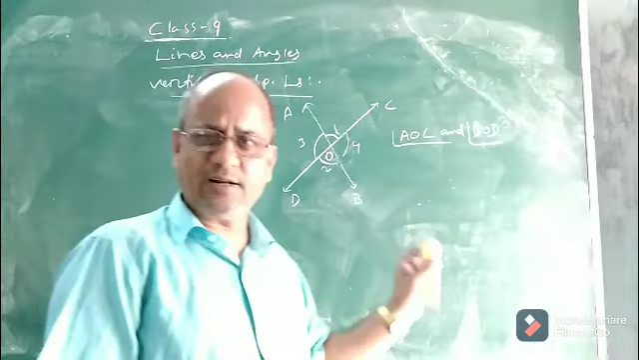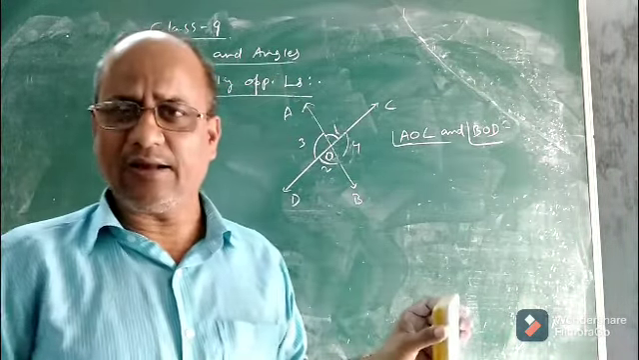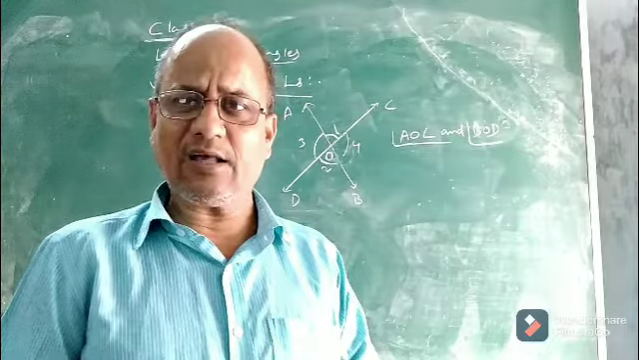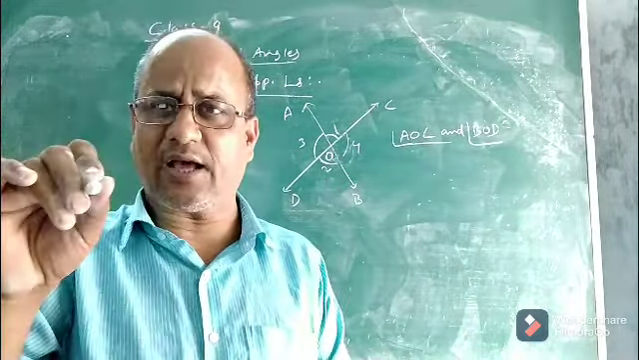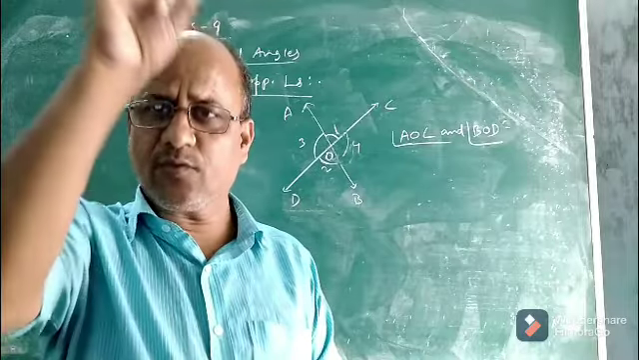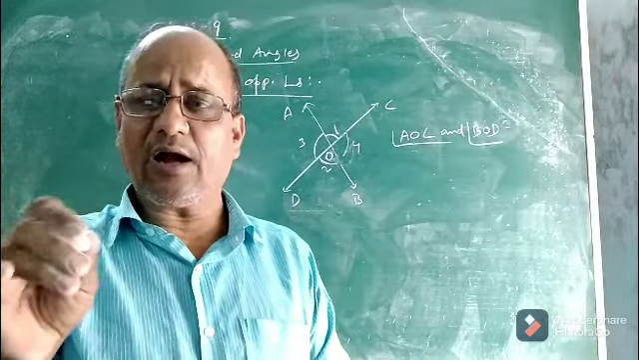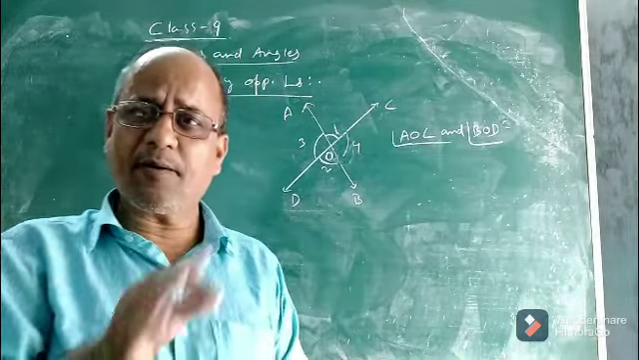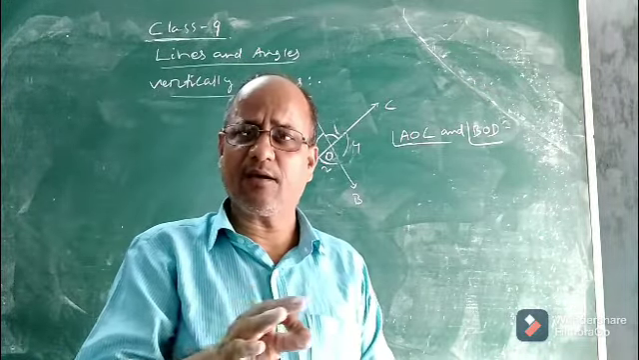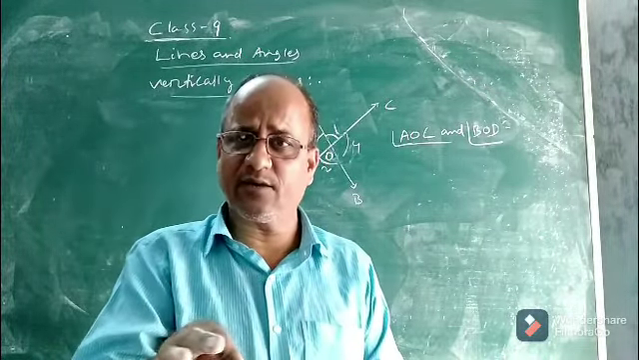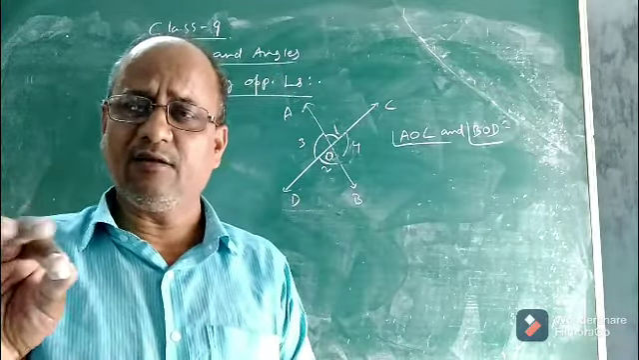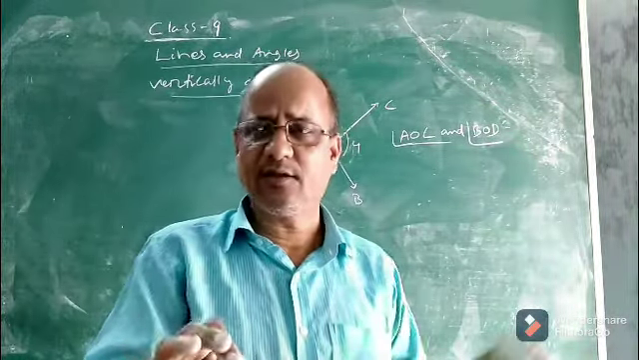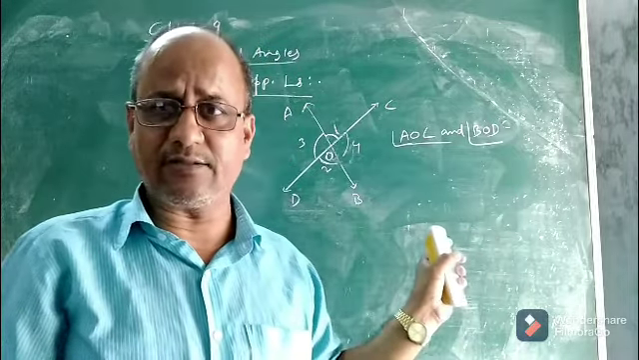So children, I discussed many things about angles. In another class we will discuss some axioms. What happens when a ray stands on a line? And what happens if the sum of a pair of angles forming a linear pair is 180 degrees? There are some other things which we will discuss in another class, followed by some theorems, so that this chapter, lines and angles, will be completed.